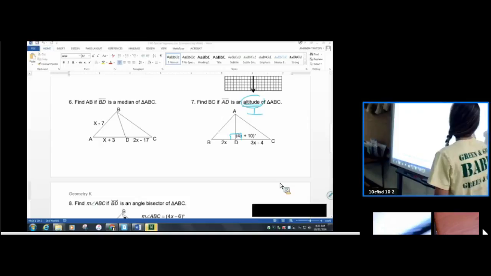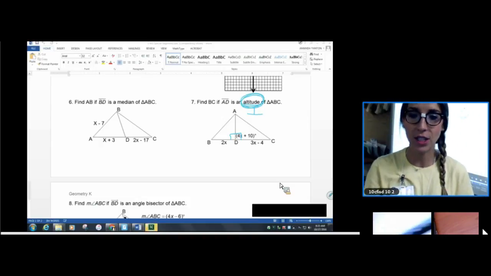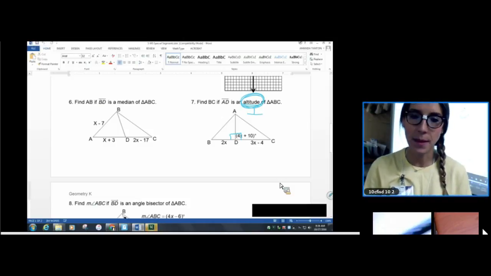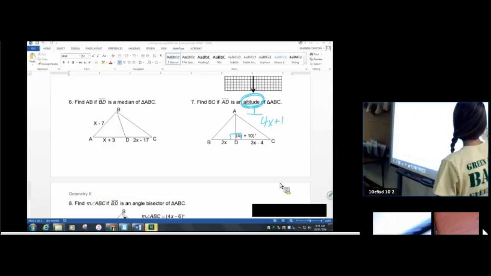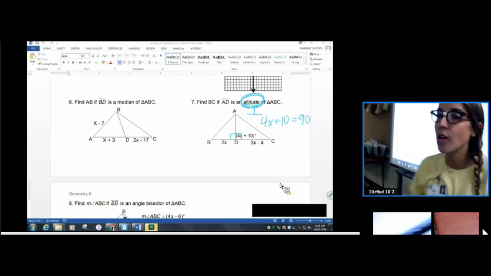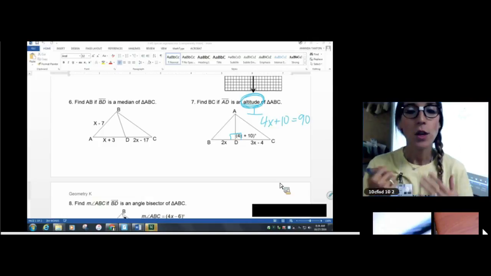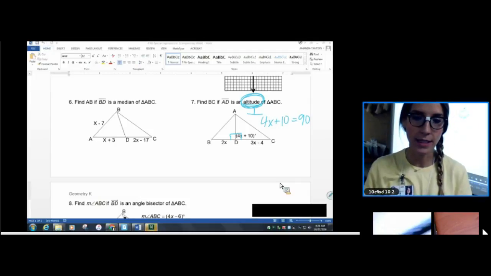So if you do not use that word when you're solving this problem, if you don't use the word altitude, then you did something wrong. For example, if you set 2x equal to 3x minus 4, you're assuming that that's a median, but his job is not to be a median. AB's job is to be an altitude. So instead, you begin this problem by setting the angle measure equal to 90 because of the word altitude. You find x, and then you plug it back in to find BC. That's all I'm going to say about 7.